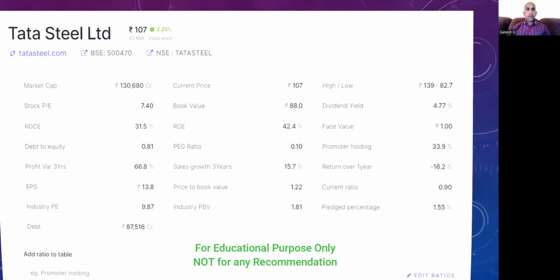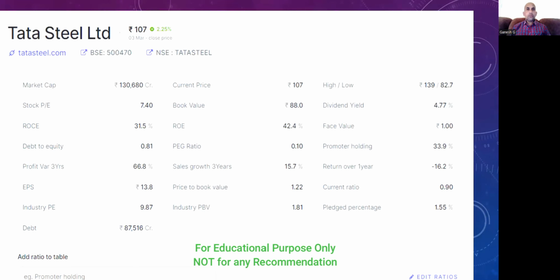Now, here I'm going to show you two companies with the PEG ratio we discussed. What is a good PEG ratio? Less than 1. The first company I'm going to explain is Tata Steel. What is the Tata Steel PE ratio? 7.4, which is good. And EPS is 13.8 rupees.